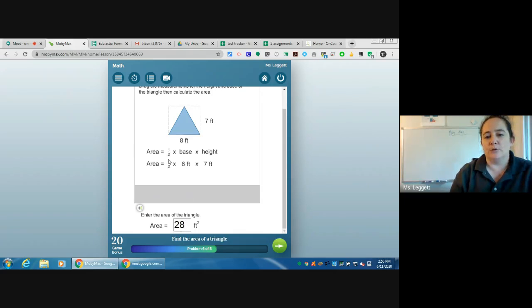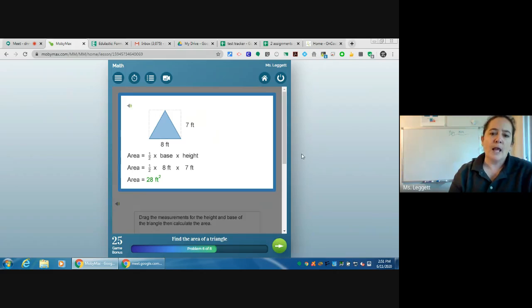If you don't believe me, you could do half of 8, which is 4. 4 times 7 is 28. I don't want you to think that I lied to you. Base and height are always perpendicular for triangles and parallelograms. So this does not represent this side that I'm going over right now. This 7 represents this very, very light square that's there. Hard to see, but there nonetheless, okay?